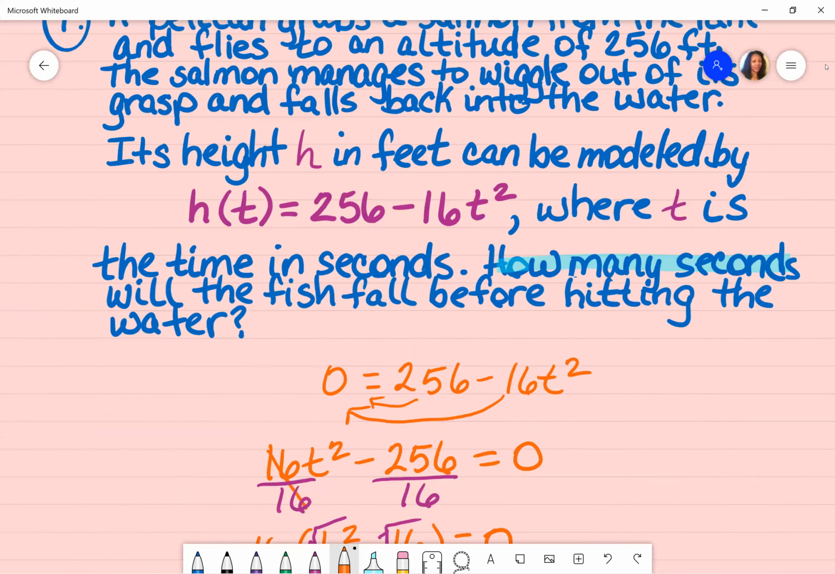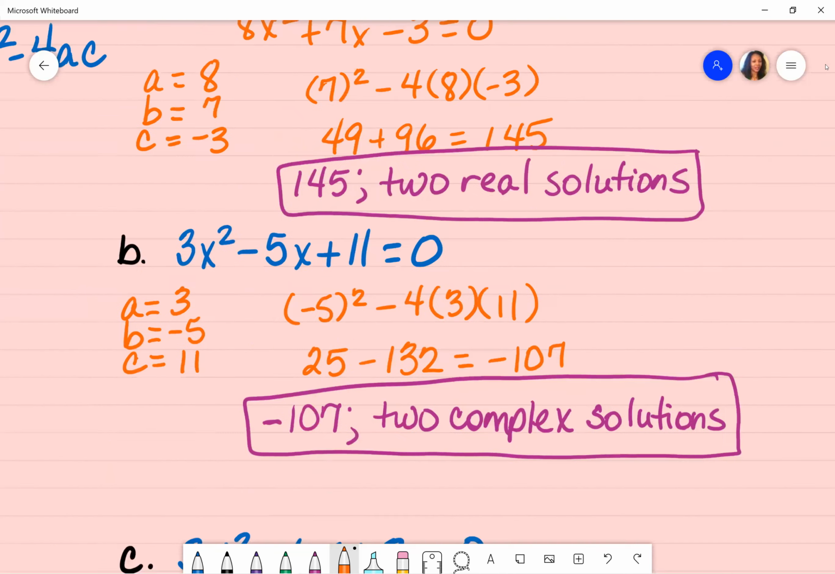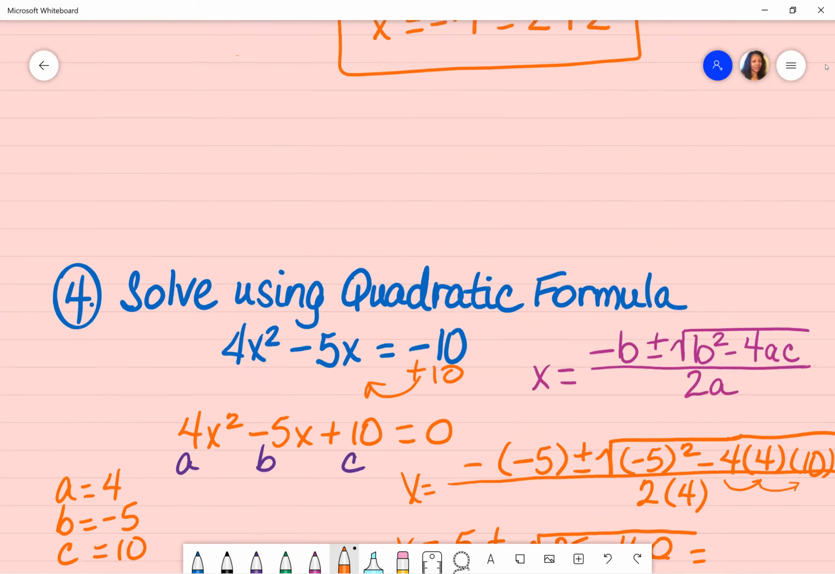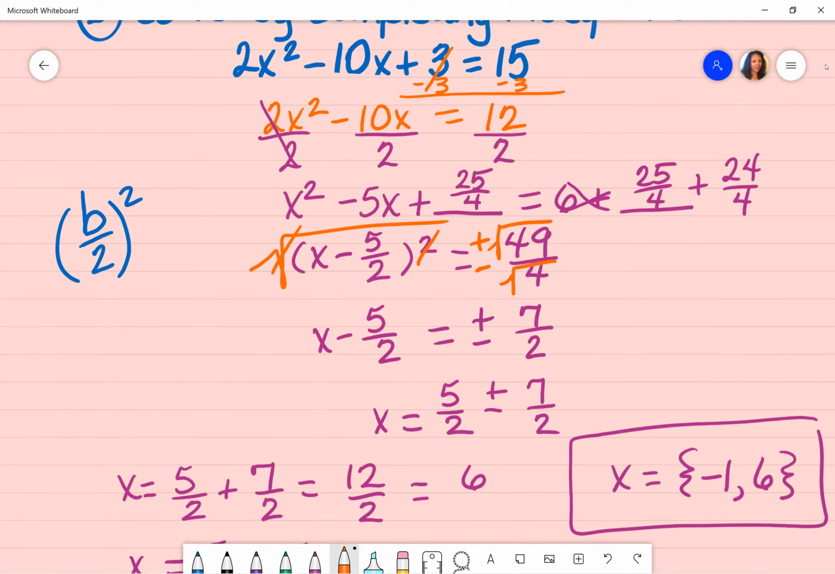That is what your test will look like. Hope this was very helpful. Go back, pause, whatever you need to do to make sure that you are prepared for tomorrow's test.